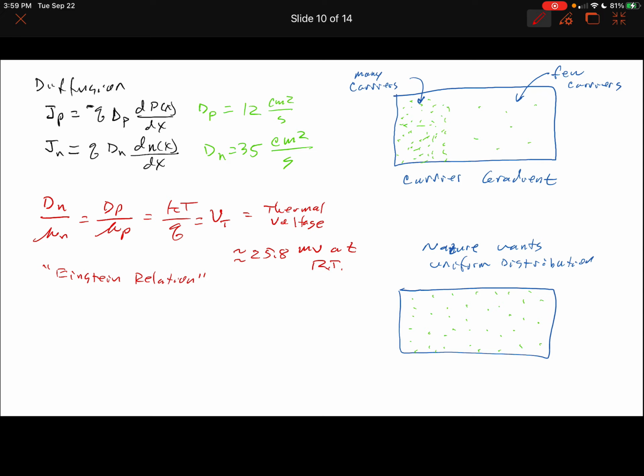It applies to more than just semiconductors. It applies to all kinds of situations, but it's important. It tells a whole bunch about what's going on, and it explains that connection between drift velocity and diffusion current: drift velocity leading to drift current, and the concentration gradient leading to diffusion current.